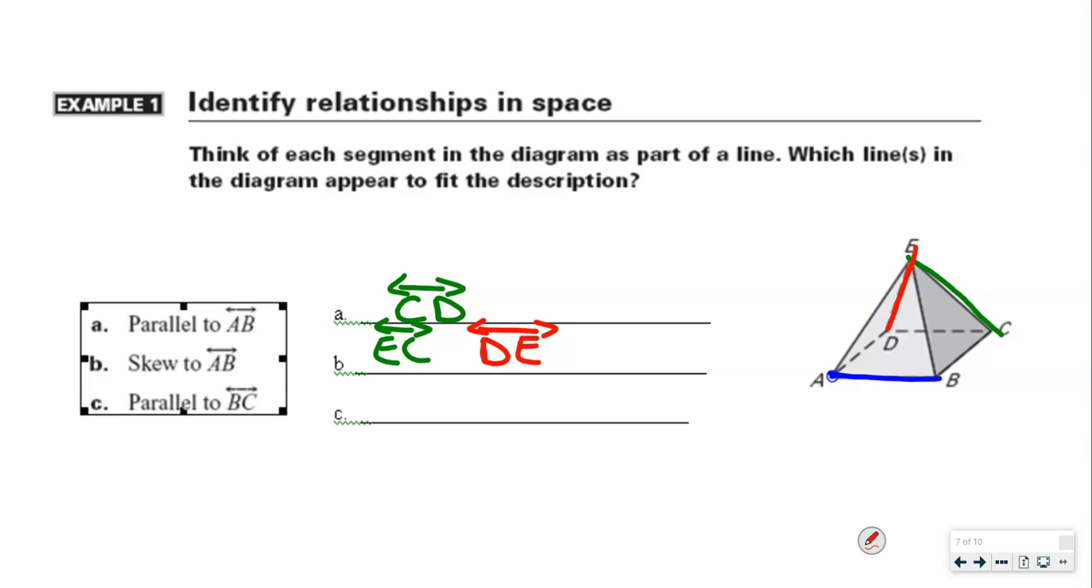Next we need parallel to BC. So BC is over on the right. We need something parallel to BC, it's going to be AD. The only thing that does not intersect and is coplanar. Remember, parallel needs to be coplanar as well as not intersect. Skew is not coplanar. AD.